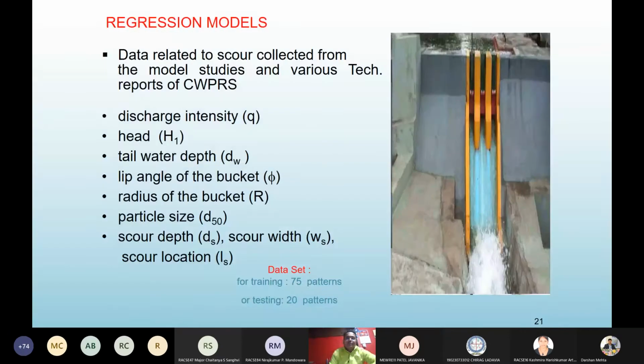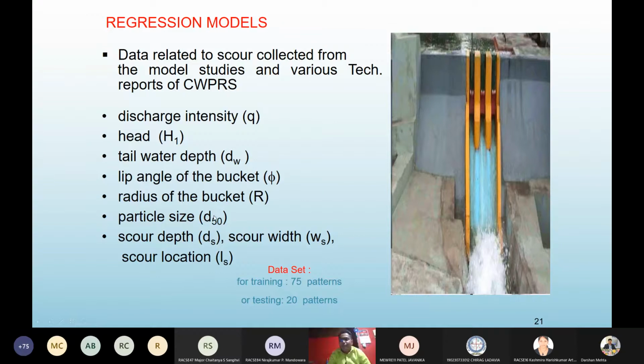Okay, so here, regression models. Earlier, before going to any design, a designer needs regression equations, non-linear regression equations. So at that time I had a total of 95 data sets. I have taken as inputs discharge intensity, head, tailwater depth, lip angle of the bucket, radius of the bucket, particle size, and bed material.